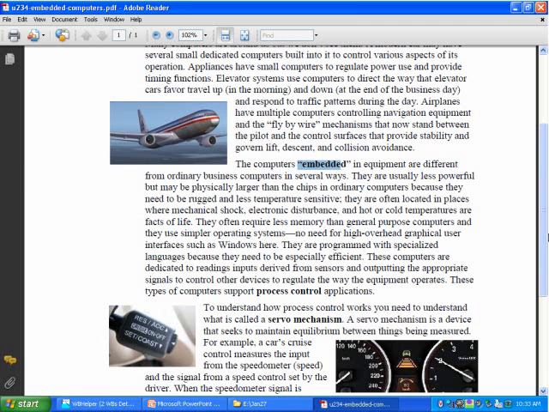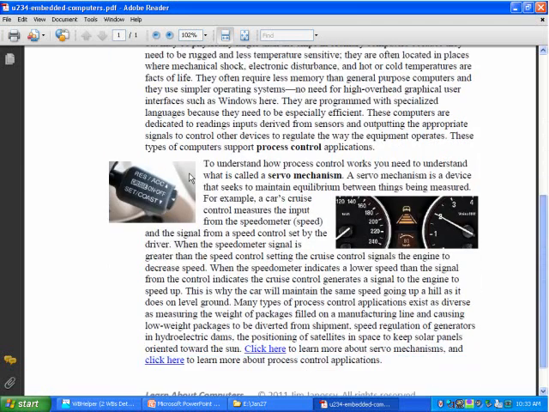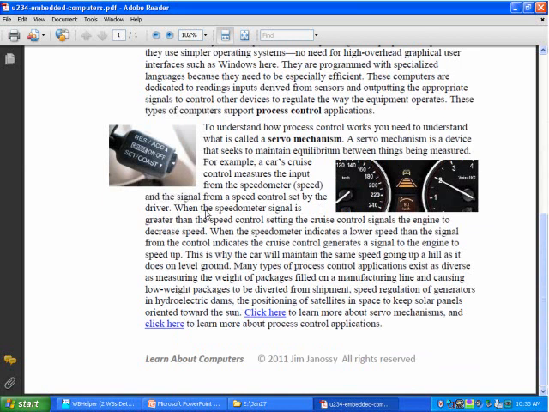Now, a much simpler mechanism exists in a car with a cruise control. This is an embedded computer, and I've introduced the term here, servo mechanism. The servo mechanism maintains an equilibrium between things. So what's happening is the driver sets a signal here that basically says how fast the car is supposed to go.